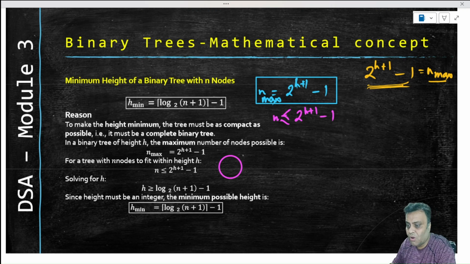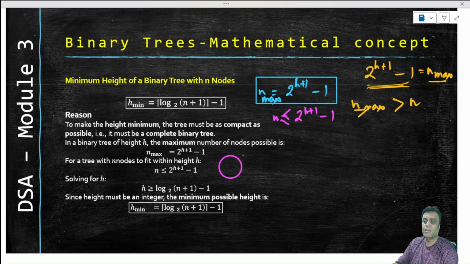It has to be always, so n max has to be greater than n, whatever is that value of n, whatever we are trying to find out, right? So n max has to be always greater than n. So what is n max? N max is 2 to the power h plus 1 minus 1. So it has to be greater than or equal to n, and that's what we have written here. 2 to the power h plus 1 minus 1 has to be greater than n.